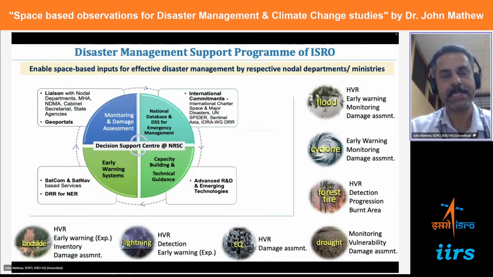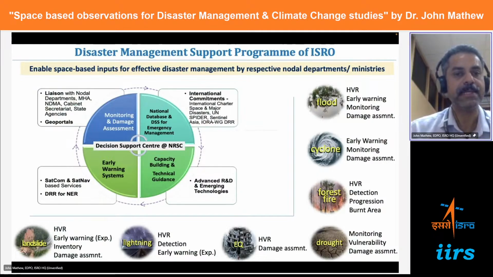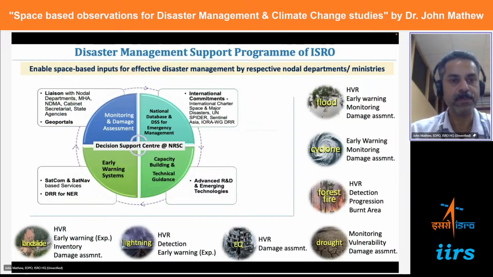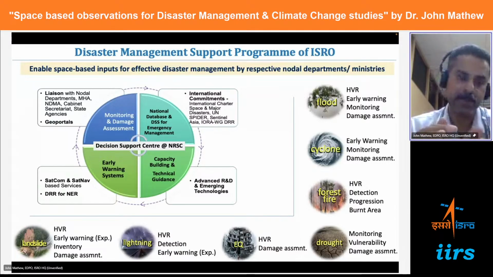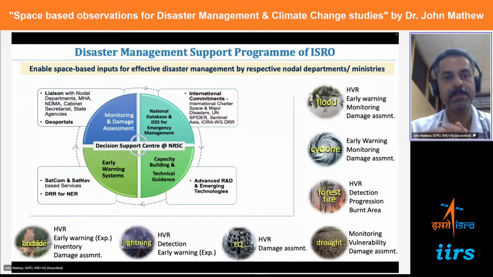So I have moved to the next slide. Once we understood the potential of space technology for disaster management, ISRO initiated a program called the Disaster Management Support Program. The main objective of this program is to make the space-based inputs available for disaster management by the respective nodal departments. The role of each government department is defined; there is something called allocation of business. So for ISRO or the Department of Space, our role is to make these space-based inputs available, whereas the nodal departments for various disasters use these inputs and carry out the disaster management support.